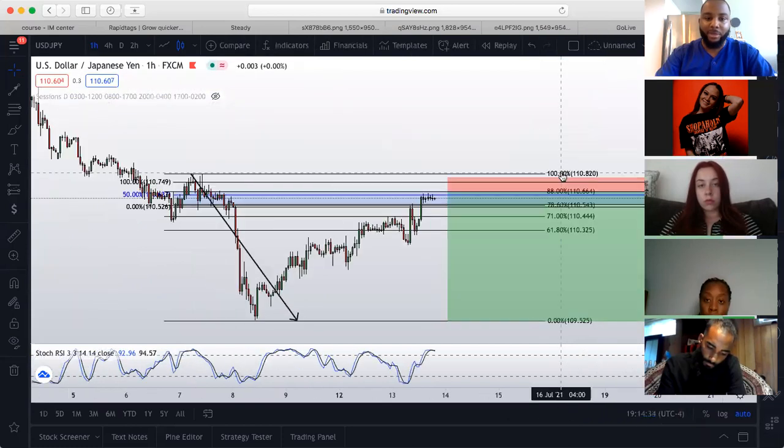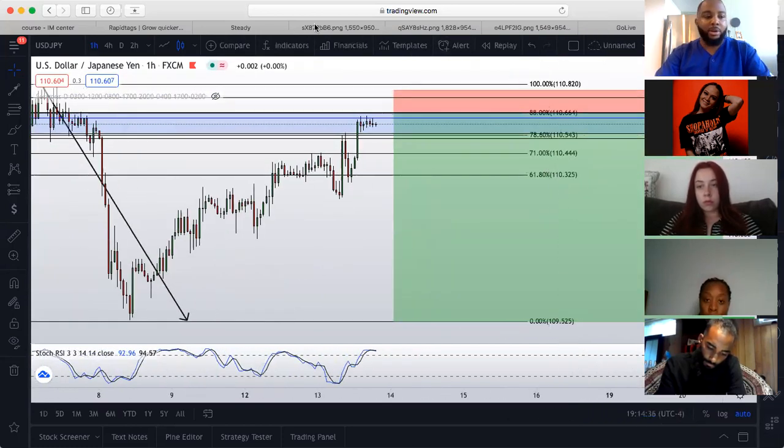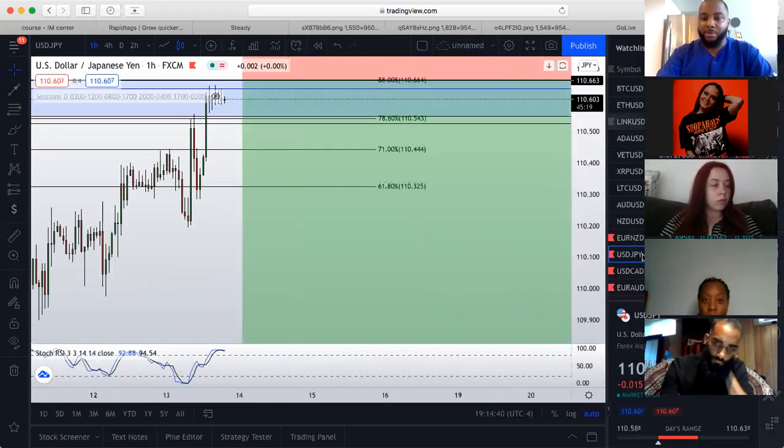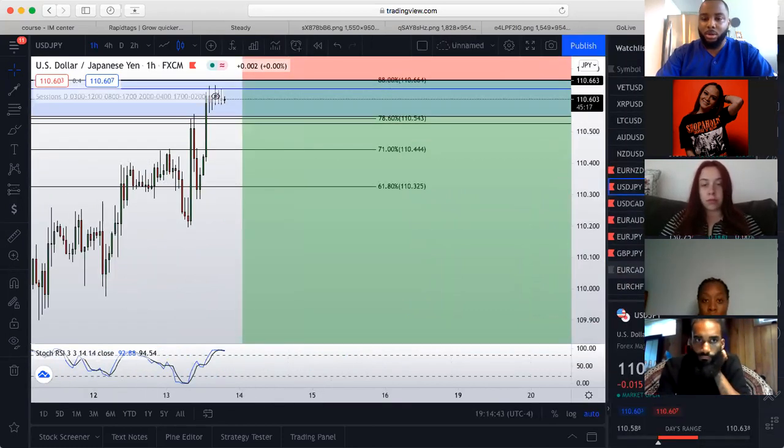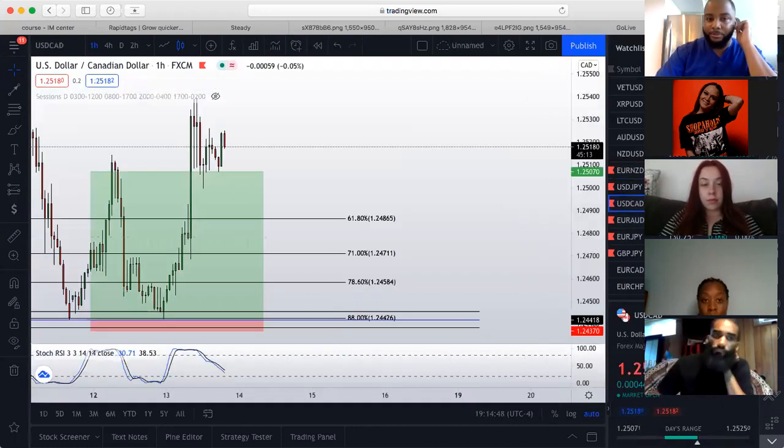This one's activated for me. Yes, this one's probably already activated. Lovely. No, I want another example. Let's go USD CAD. Perfect.